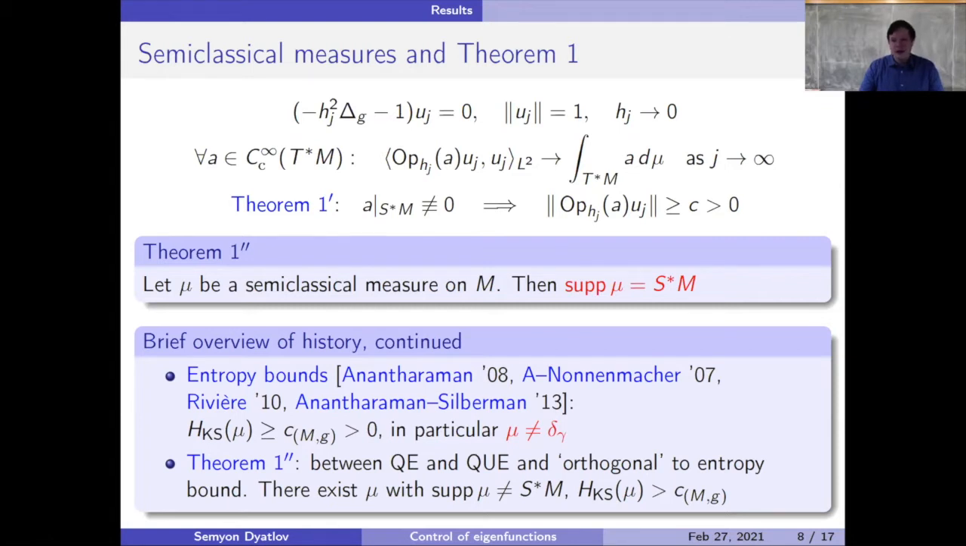So in particular, since I'm advertising my theorem, of course, I will tell you that there exist measures with entropy as close as you want to that of the Liouville measure, but with support which is some fractal subset of S star M, so not full support. And the other way around too. The other way is actually easier to construct.